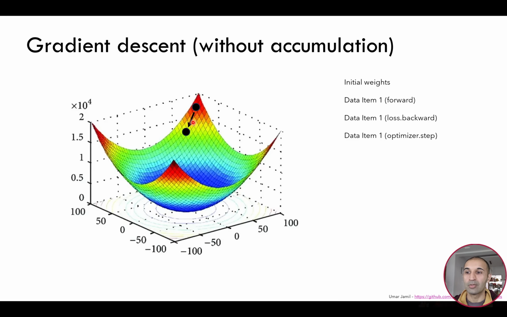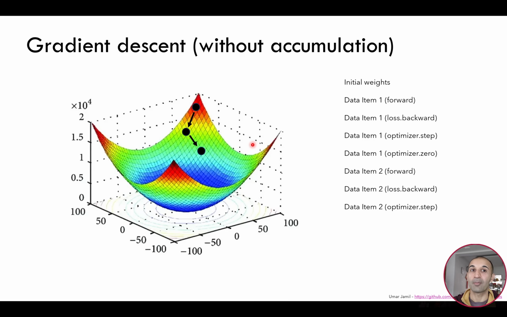The next thing we do is optimizer.step. Optimizer.step will take our initial weights and will change the weights' values according to the negative direction of the gradient. We then run optimizer.zero. This just resets the value of the gradient. And then we run forward on the next data item. Then we run loss.backward, and this will result in a calculation of a gradient, which indicates the direction in which we need to move our weights in order to minimize the loss function. And then we actually modify our weights using optimizer.step.